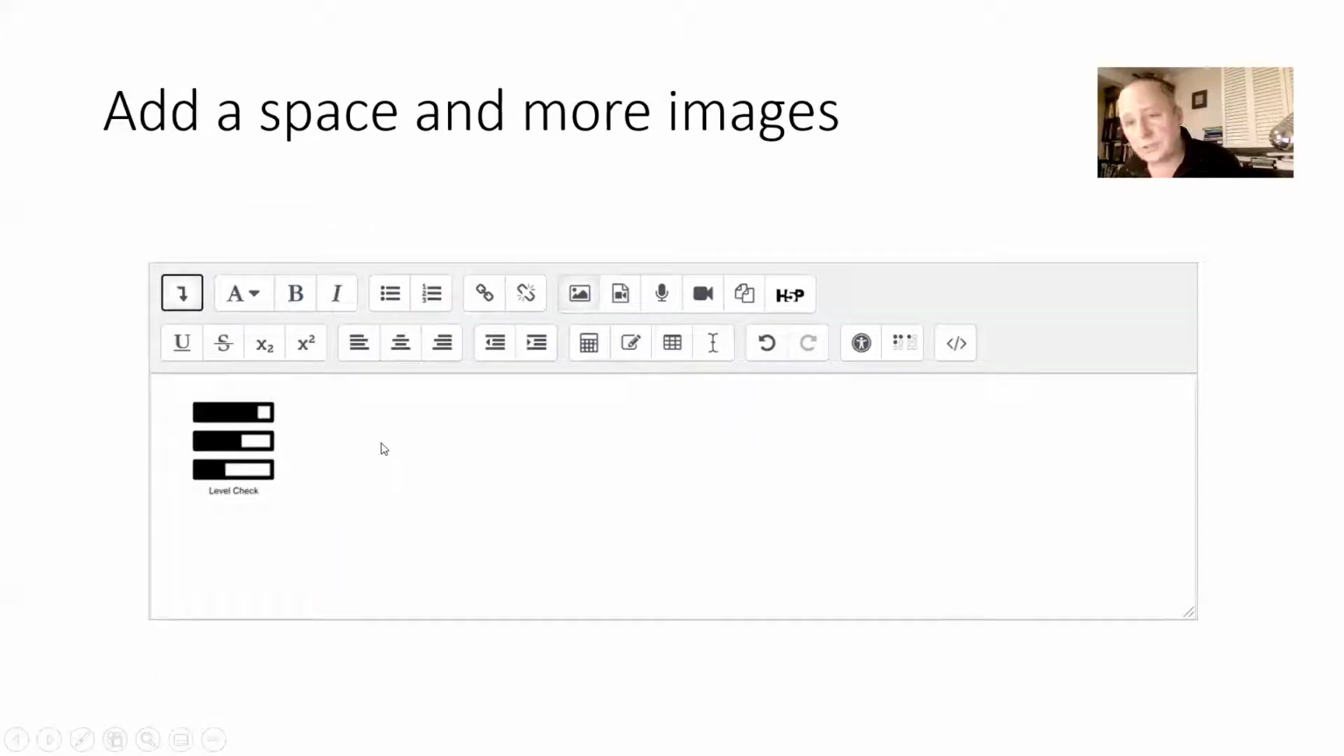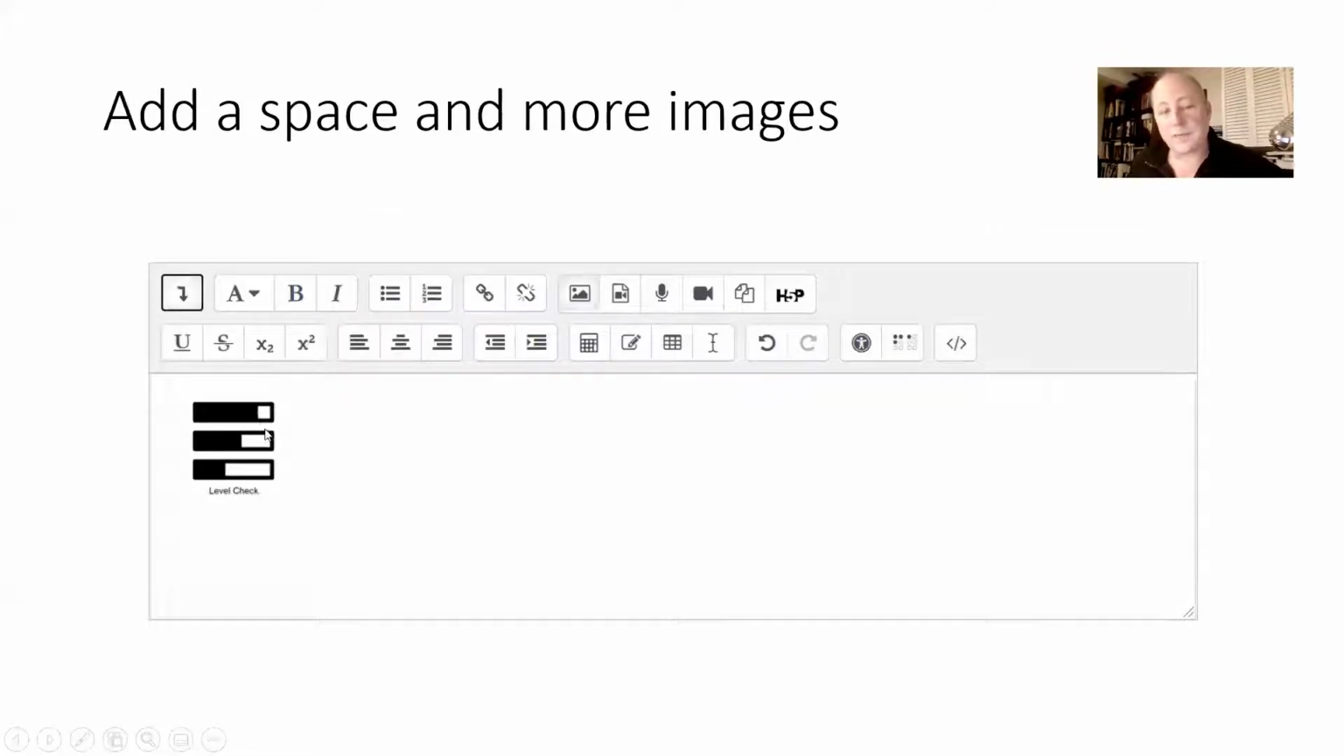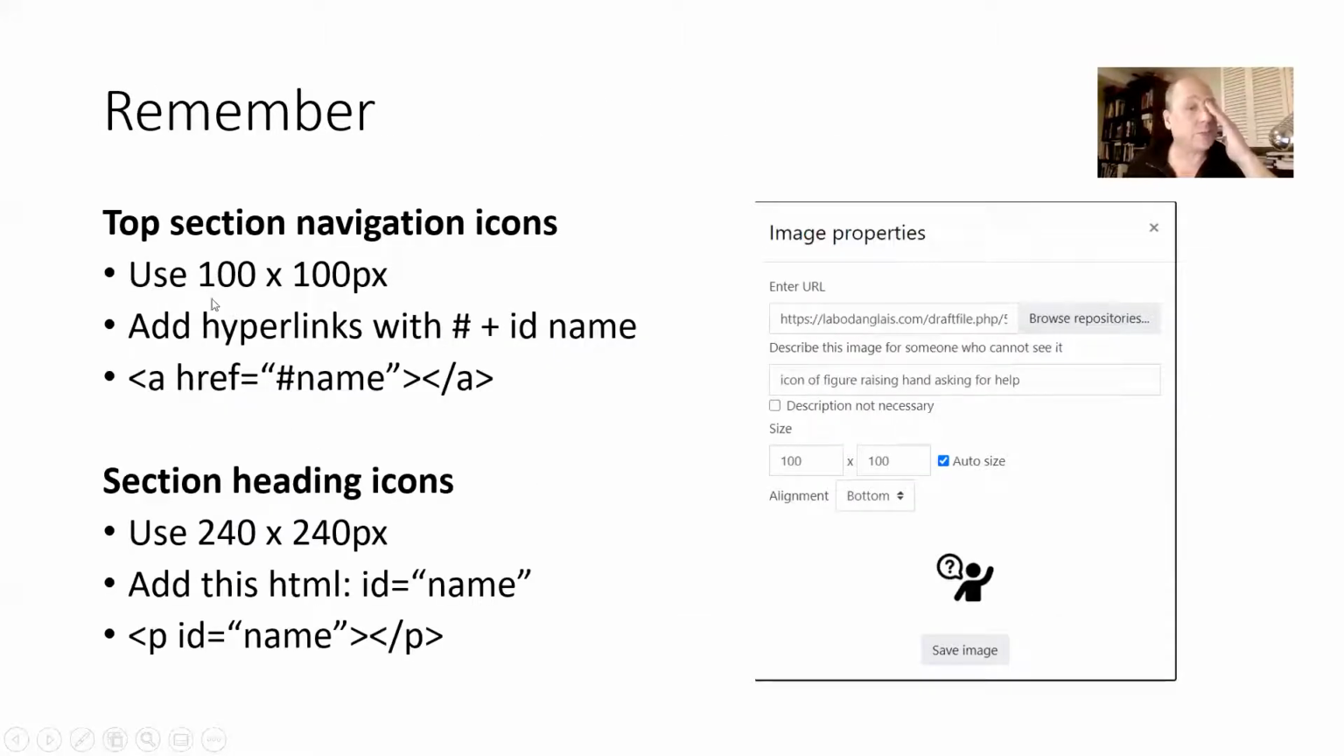Now, you need to add more than one if you want a help button and all the other topics. You'll add more icons after this one, make a whole big row. Remember, the top section should be 100 by 100, I think that's clear enough. That's the size you want. You need to add hyperlinks, and the hyperlinks are the anchor tag with the href, the hyperlink reference, then open quotes, then # and the name of that section, and then you close the anchor tag. In the section headings, you just need to add an ID to the paragraph or to the image. ID equals, no hashtag, just the name. It's a bit tricky, but you can do it.